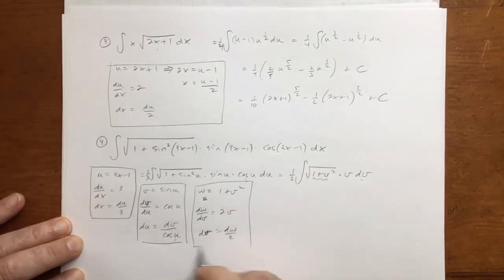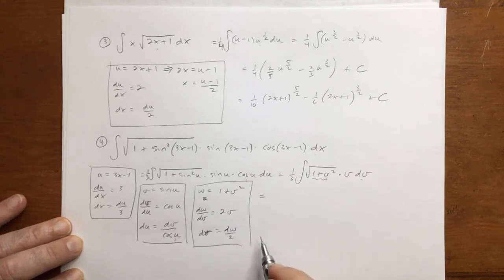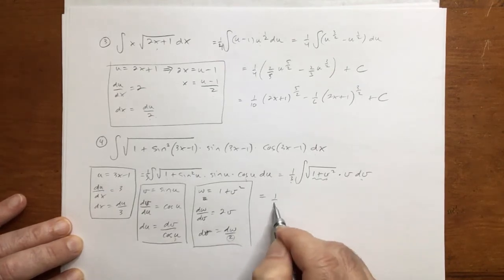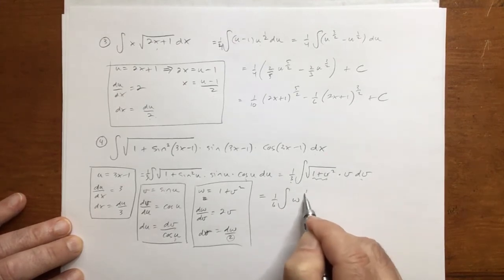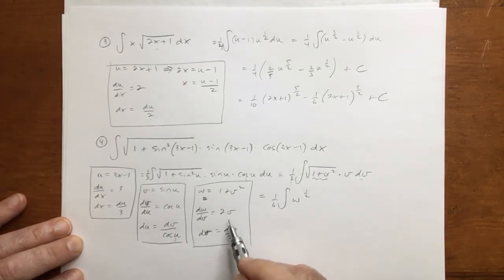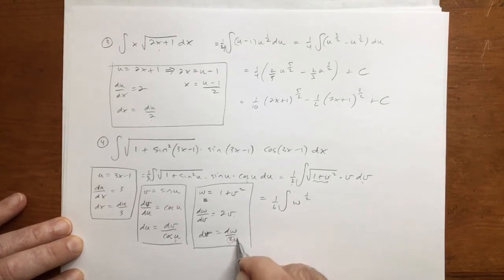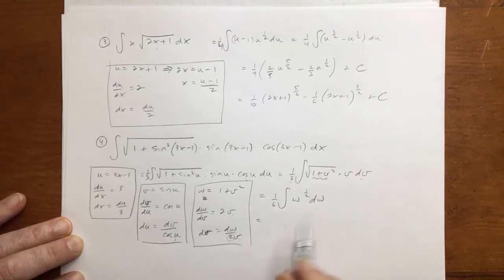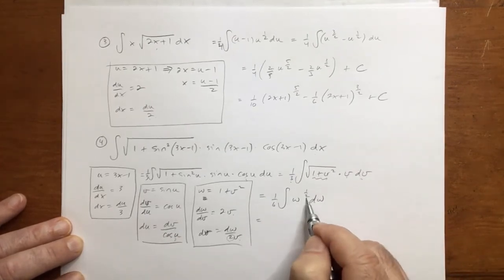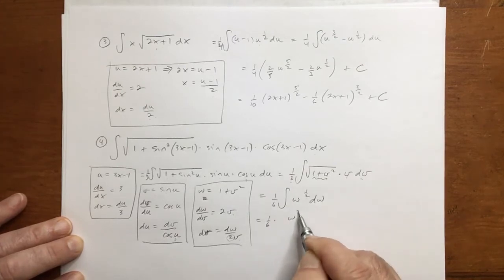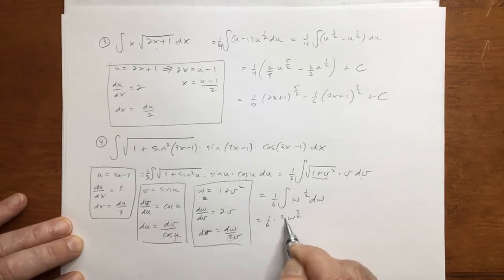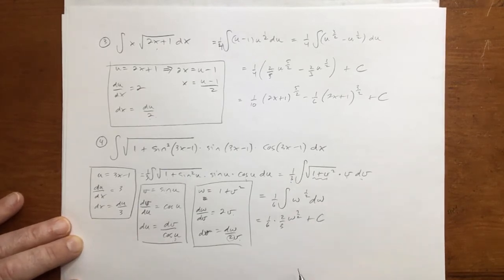A third substitution. Okay, note that I have the 2 and the 3. I'll put a 1/6 out in the front. This will become w to the 1/2. The v's reduce, and I just get dw. And so let's integrate. I'm going to add 1, so I get 3/2, right? So 1/6 times w to the 3/2 times 2/3 plus big C.